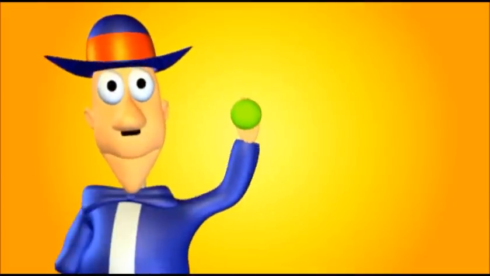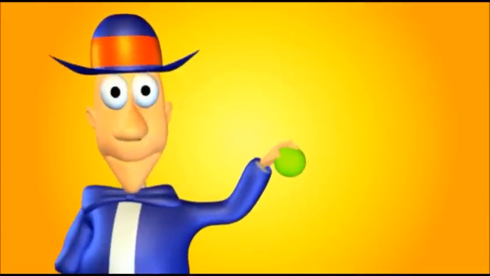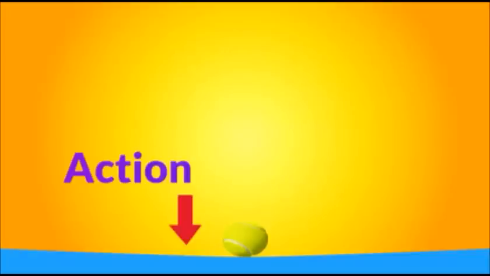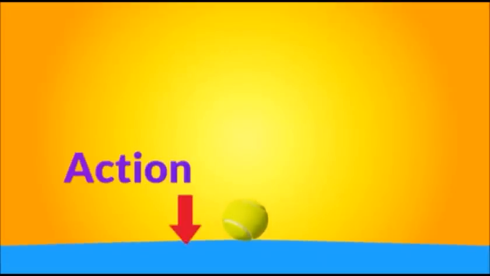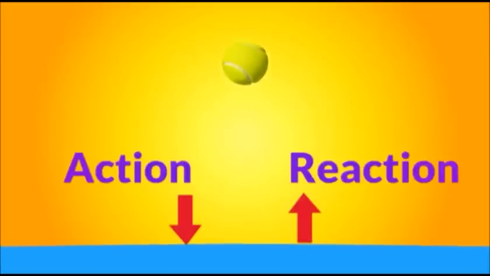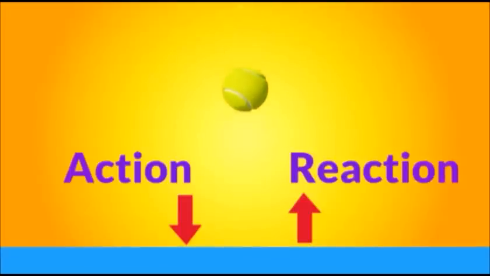To understand this, see what happens when you drop a tennis ball. As the tennis ball hits the floor, it causes a downward force on the floor. This is the action. The floor reacts by pushing on the ball with the same force, but in the opposite direction. Action, reaction. Together, the floor and the ball form what's called the action-reaction pair.